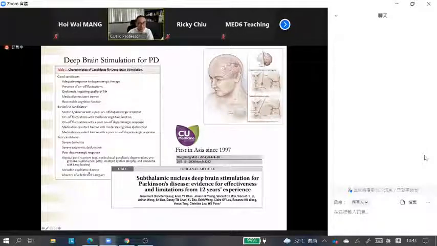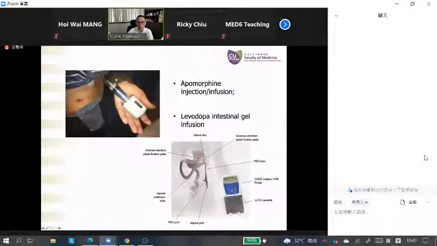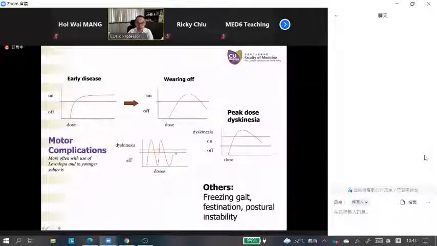Major psychiatric disease or absence of a caregiver are contraindications. So if we do the DBS, afterwards these high swings will be leveled off by the DBS. Okay, the patient, because after DBS, we can reduce the medications.